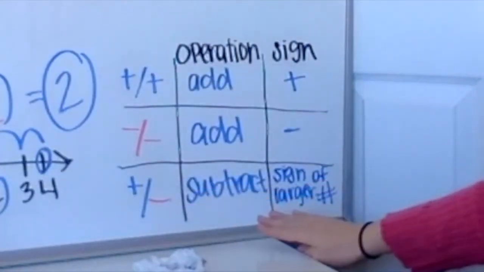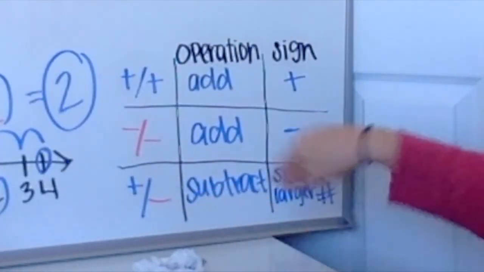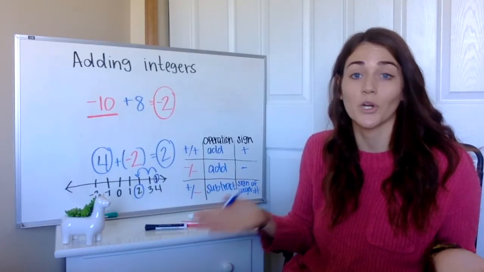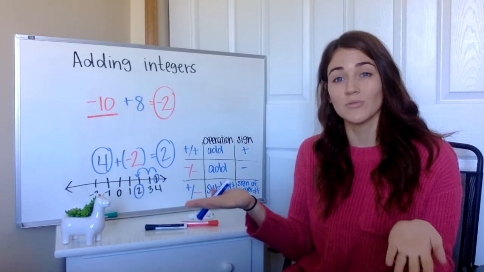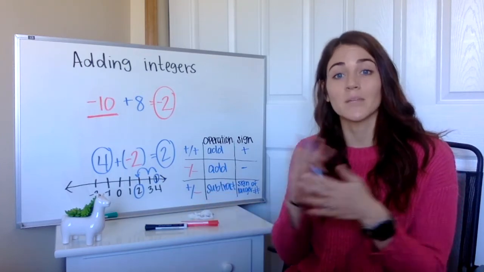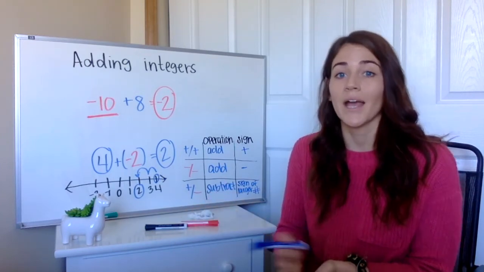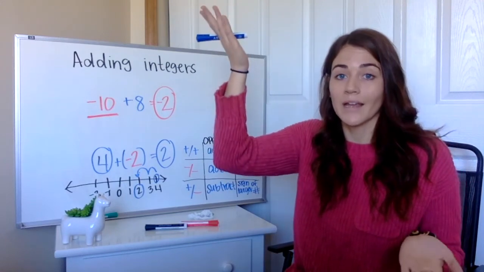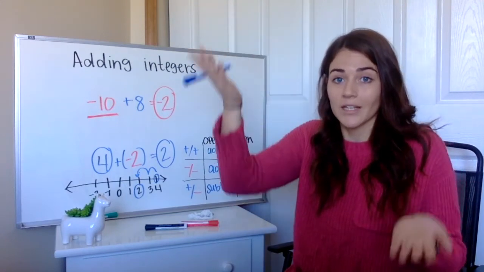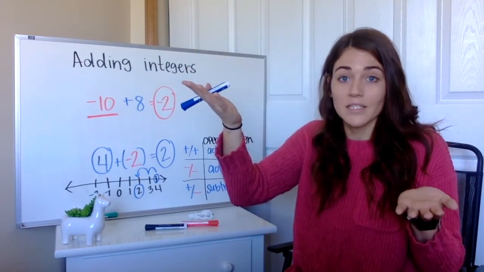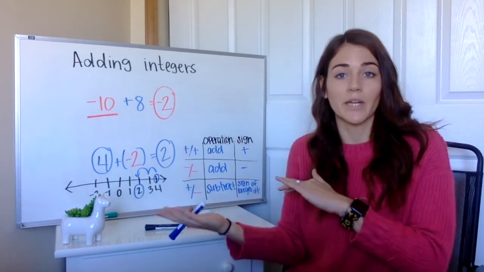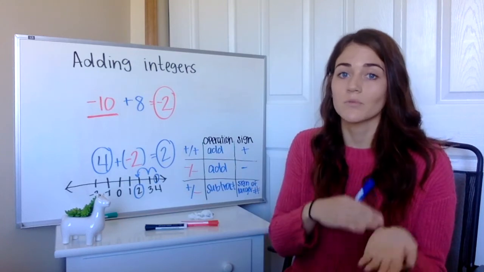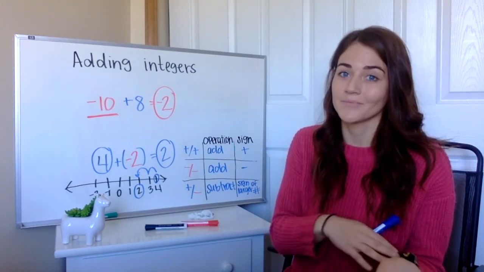Now we have a nice little cheat sheet here. We take 2 positives, we're going to add them to make a bigger positive. If we have 2 negatives, we're going to add them to make a bigger negative. If we have 1 positive and 1 negative, we're going to subtract. Cancel out, subtract, see what we're left with, and then if we have more positives, we'd be left with that many positives. If we have more negatives, we'd be left with that many negatives.